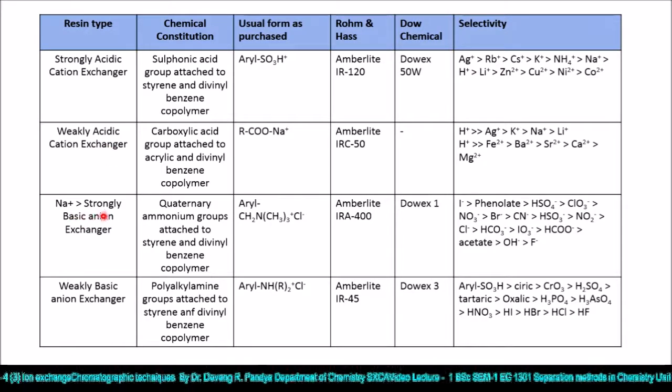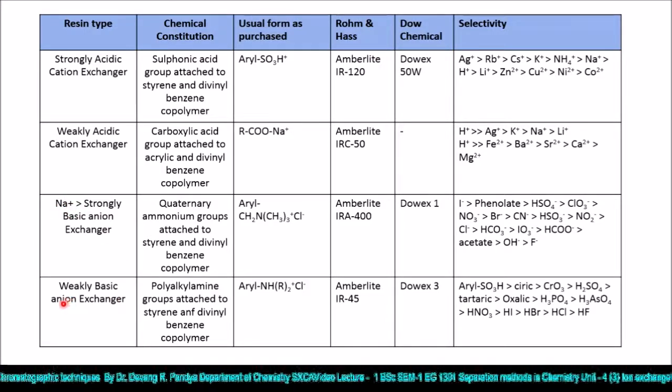Next, a strongly basic anion exchanger, in which a quaternary ammonium group is attached to styrene and divinyl benzene copolymer, where the main group as the exchanger is aryl CH2N(CH3)3Cl, and it is known commercially as Amberlite IRA 400 or Dowex 1, and these are the ions, and the order of ions for selectivity of this resin is there.